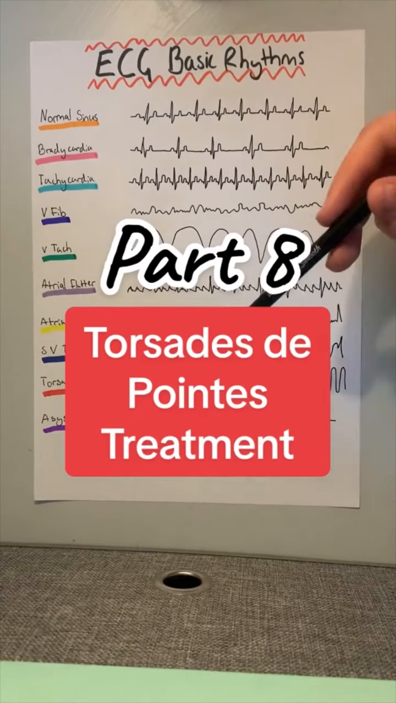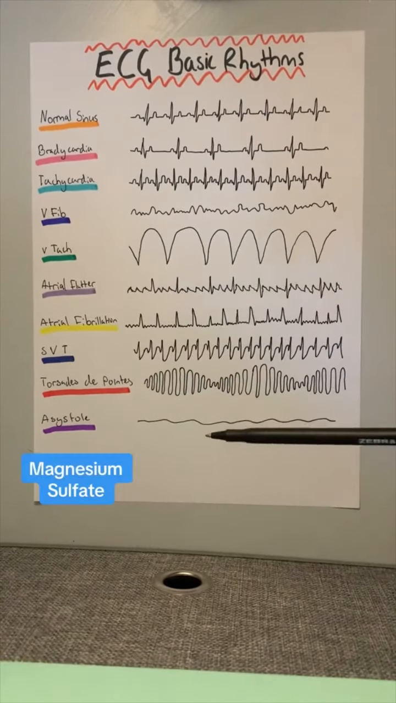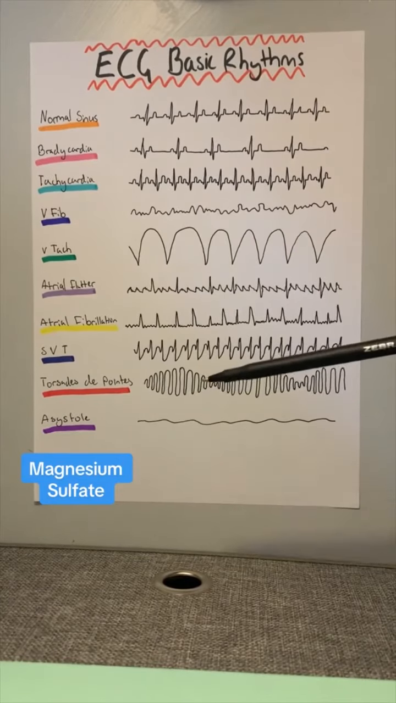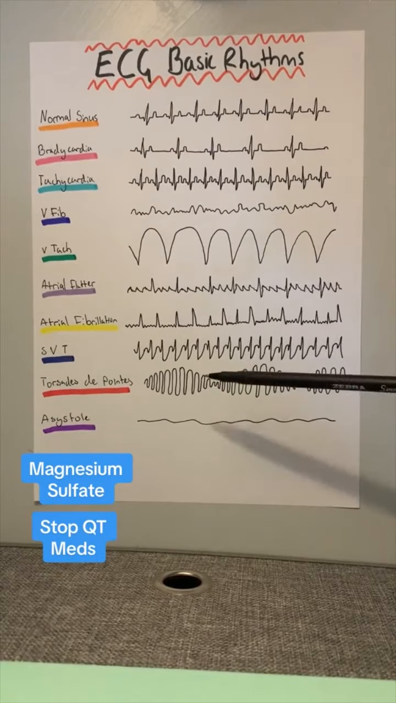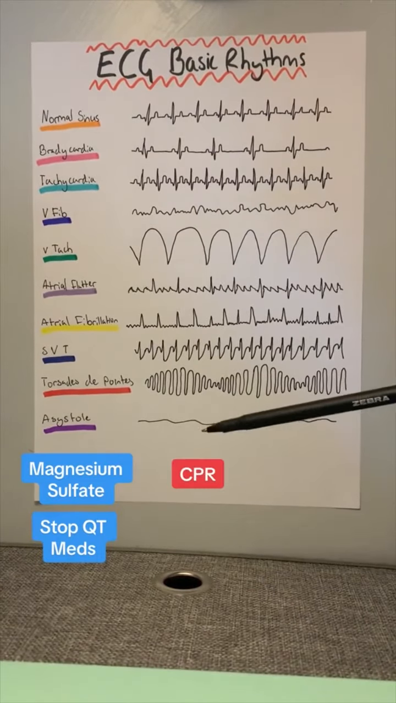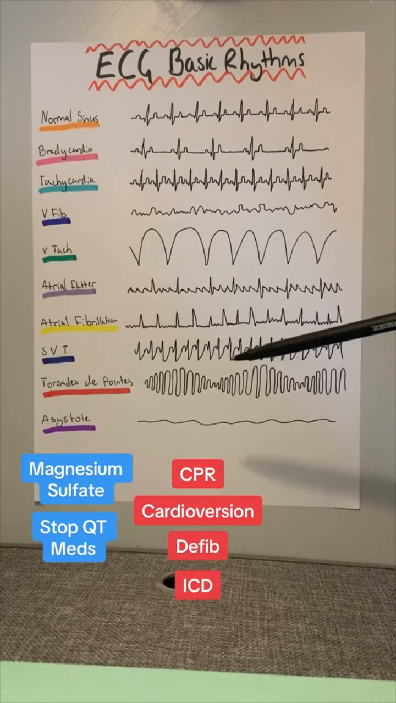This is Torsades de Pointes. It looks like the Arctic Monkeys album cover, but do you know the treatment? For this, you give magnesium sulfate, and you want to stop any medications that prolong the QT, like amiodarone or procainamide. If they're unstable, you give CPR, cardioversion, defibrillation, and they might need to implant an ICD afterwards.